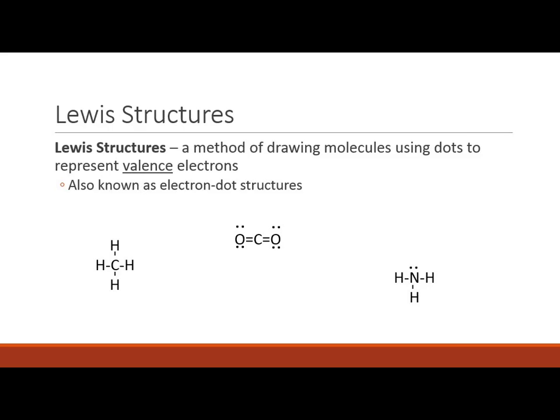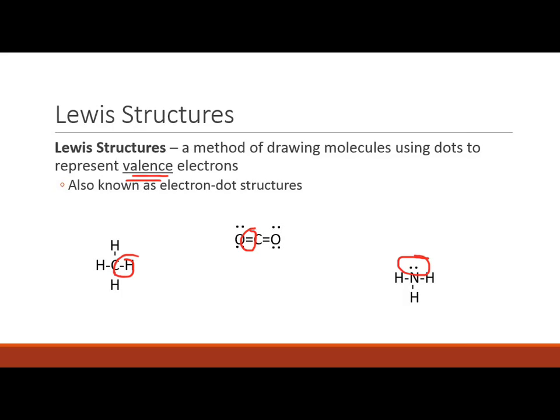But these are called Lewis structures, and the idea behind this is that we are going to use dots again to represent the valence electrons, and then we're going to use single lines to represent a single bond, a double line to represent a double bond, dots to represent lone pairs, and so forth. Now remember that the most important thing here is that we are only using valence electrons.